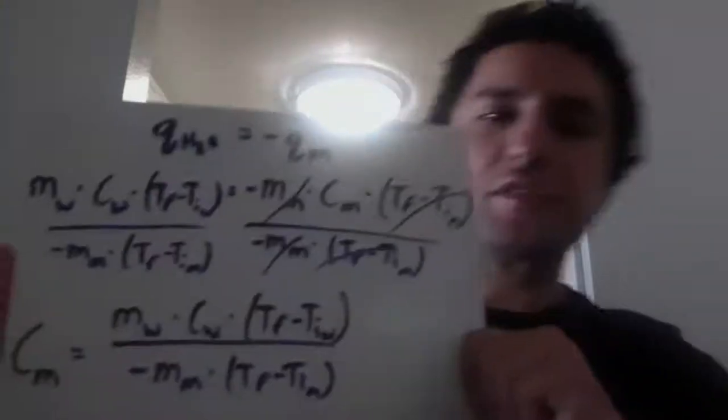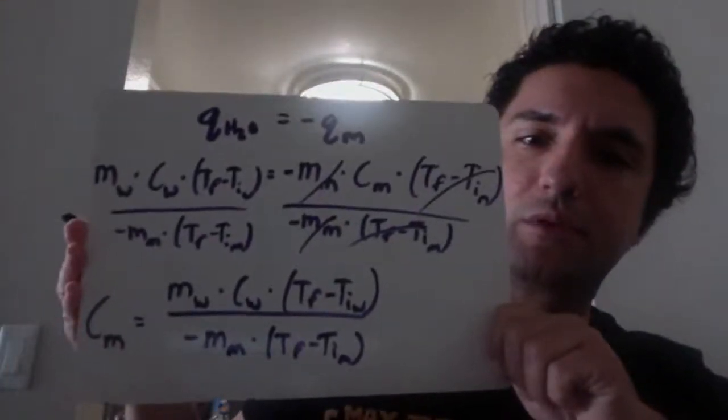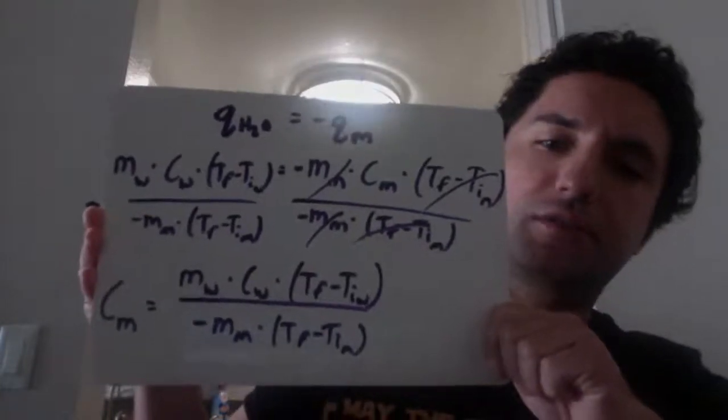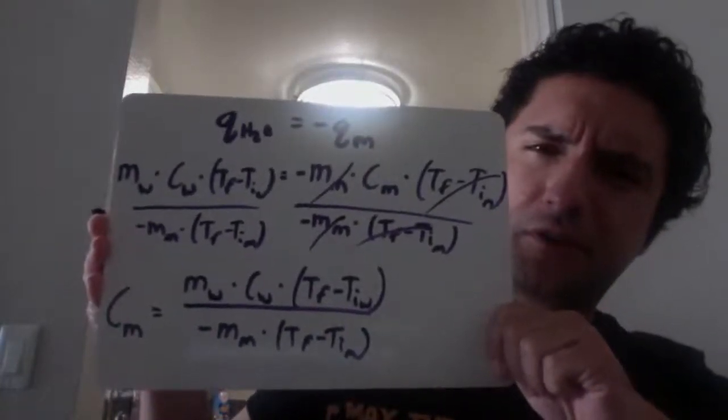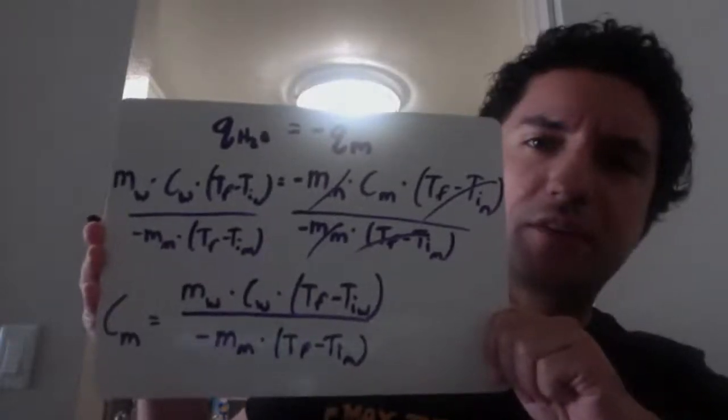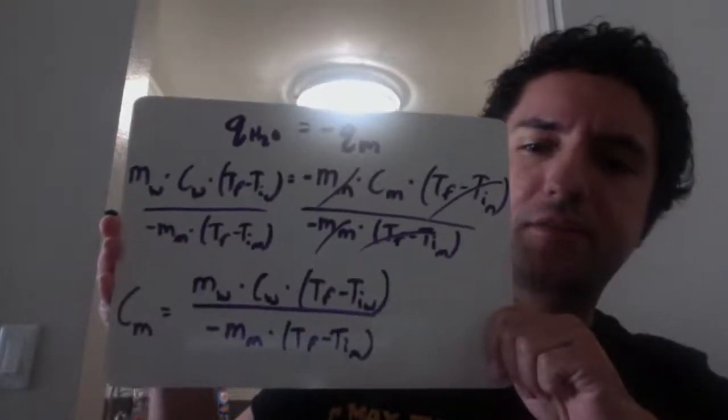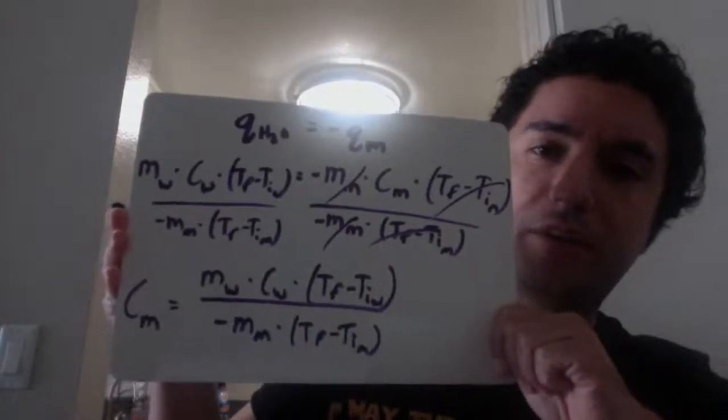So then the specific heat of the metal is the mass of the water times the specific heat of the water times the change in temperature of the water, all divided by the negative mass of the metal times the change in temperature of the metal. I flipped it left and right just to make it look more like the way we traditionally read. Let me know if you have any questions so far. I'm just getting the C of the metal by itself right now, and then I'll plug in the values.